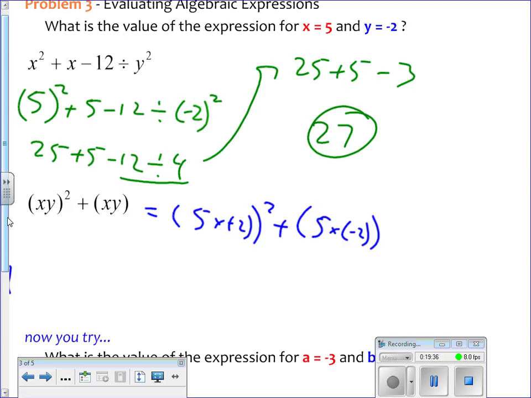And now I work my problems. First thing I do is what's inside the parentheses. 5 times negative 2, that's negative 10, still squared. Plus 5 times negative 2, that's negative 10.